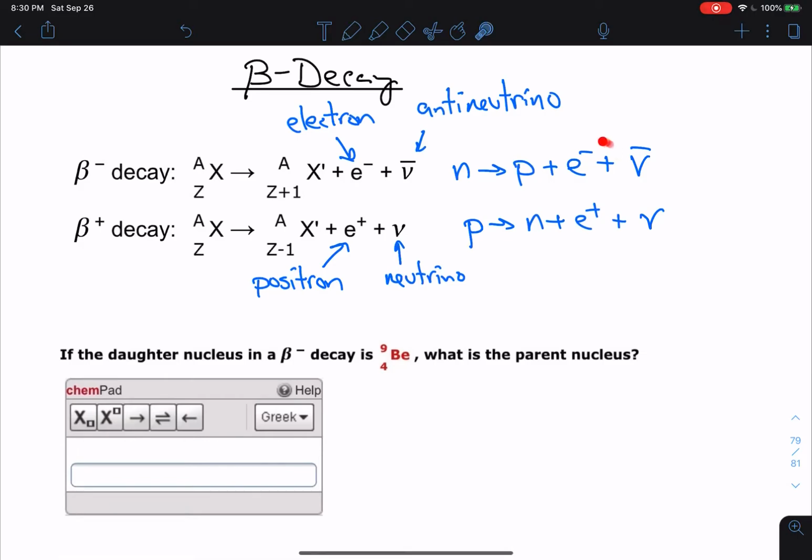Now both of these interactions, or these decays, I should say, occur because of what is known as the weak nuclear force, or more commonly just called the weak force. And it's called the weak force because essentially it's weaker than the other forces, most specifically the strong force. It effectively only acts over extremely small distances, smaller than the diameter of a proton.